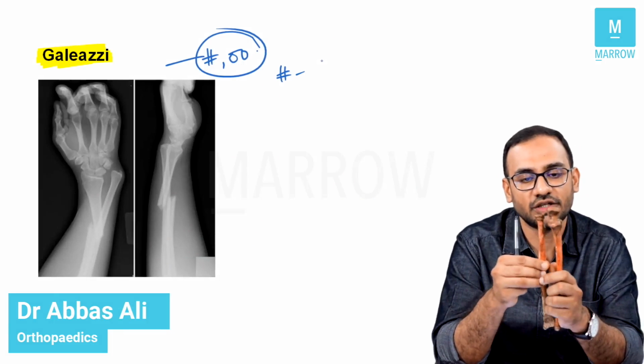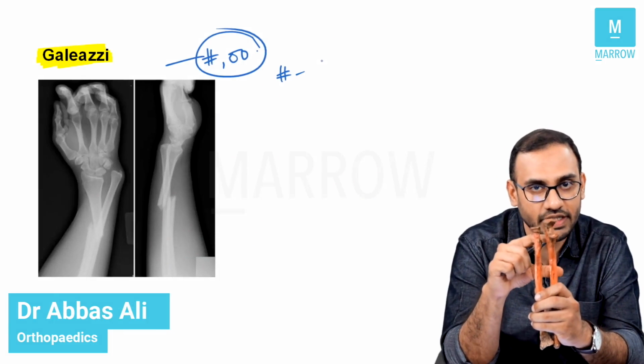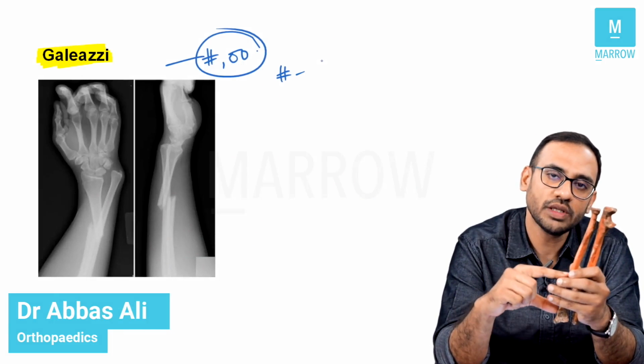Now, instead of the fracture of the upper 1/3 of ulna, which we noticed in Monteggia, you have a fracture of the lower 1/3 of radius.